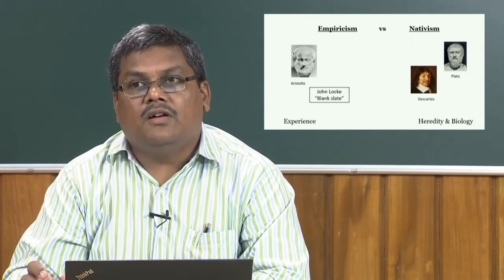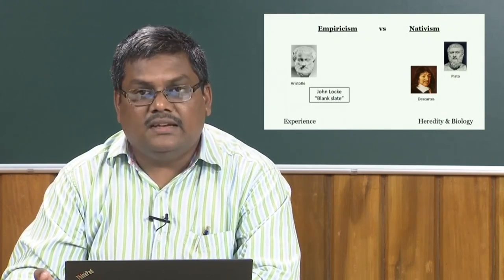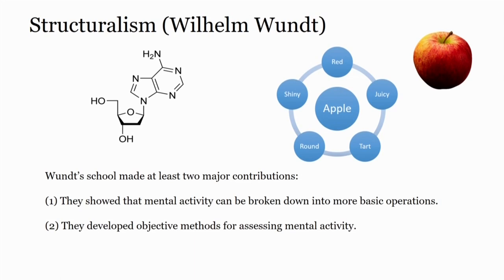With the coming of Wilhelm Wundt in the year 1879, the first scientific school of psychology developed. Wundt developed this school in Leipzig, Germany, and with it the first structural school of psychology came into being. The basic thing that Wundt studied was the nature of consciousness. What is consciousness?